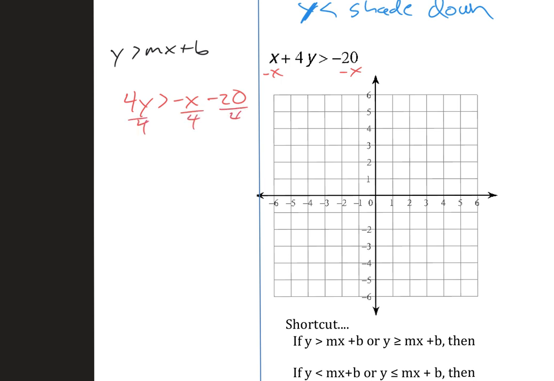When you divide both sides, you need to divide everything by 4. These cancel. So you get y is greater than -1/4 x, and then 20 divided by 4 is 5, so this is going to be -5. All right, there's step one.